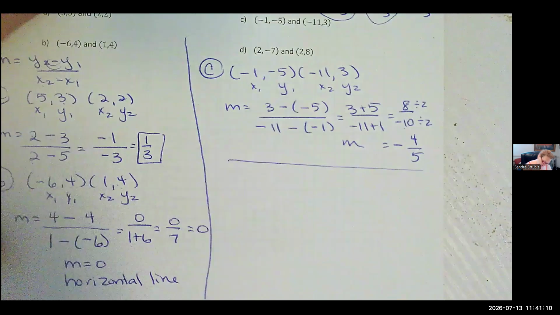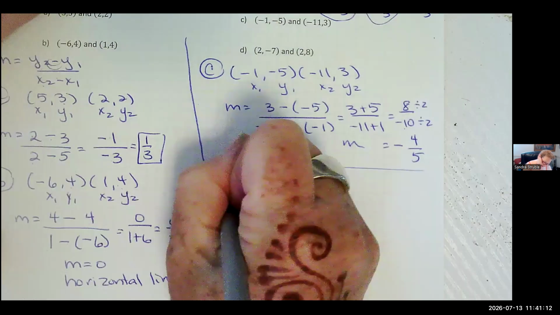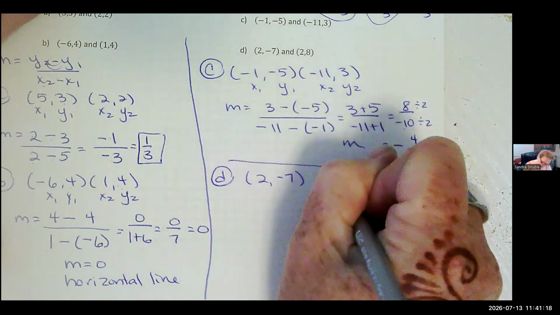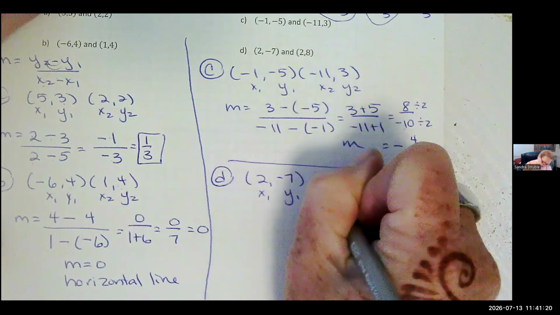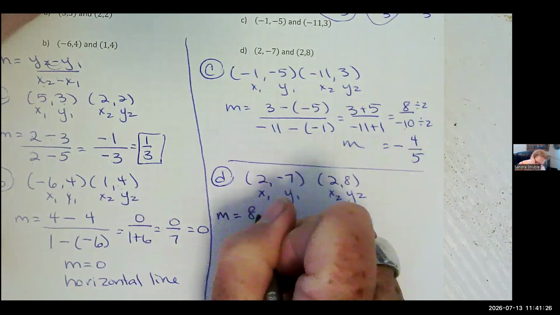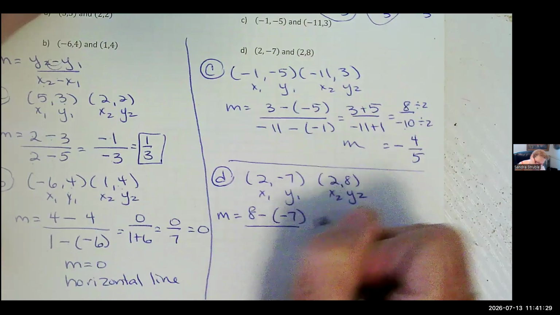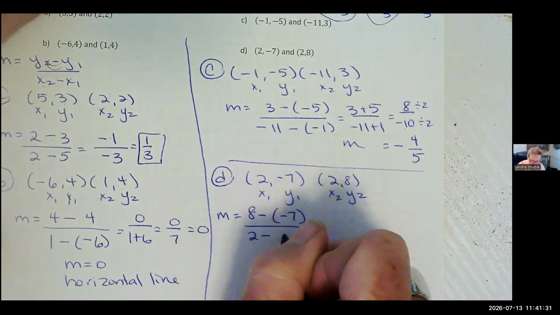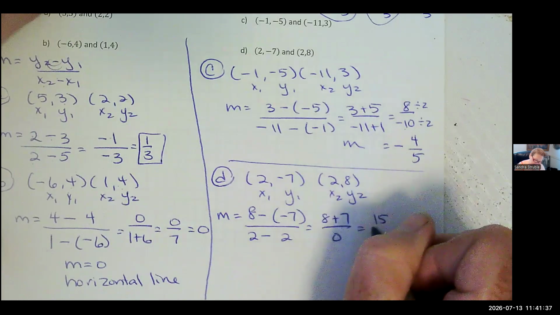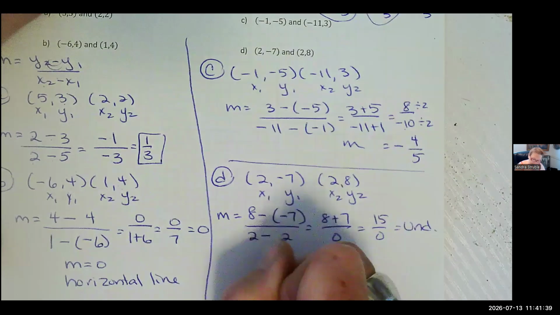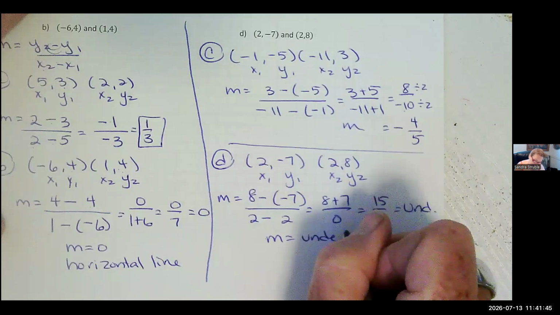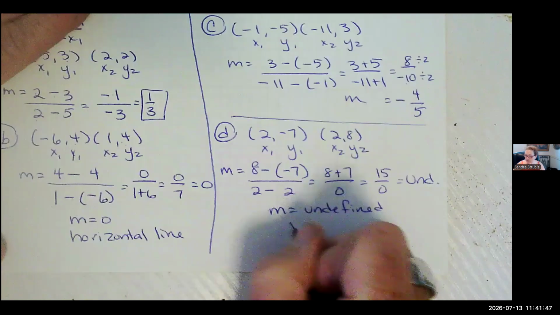So your slope is a negative slope, which means that as you're going from left to right, it is going down. So for D, we've got (2, -7) and (2, 8). Let's label x1, y1, x2, y2. Plug and chug. Y sub 2 is 8, minus y sub 1 is negative 7, over x sub 2 is 2, minus x sub 1 is 2, becomes 8 plus 7 over 0. 15 over 0 is undefined. So M is undefined. It's a vertical line, undefined. It is a vertical line that is x equals 2. That is what the line itself is.